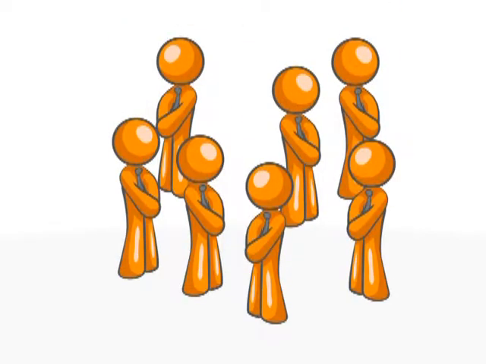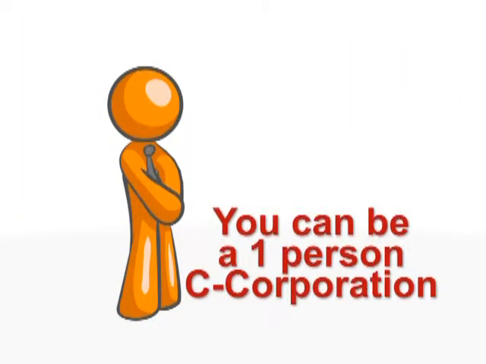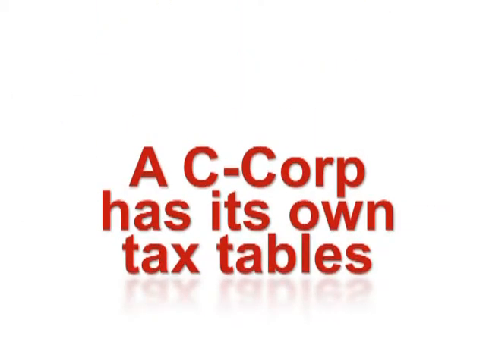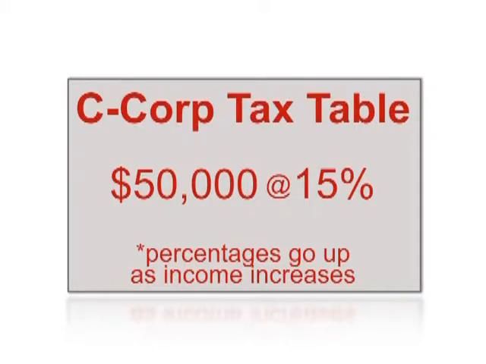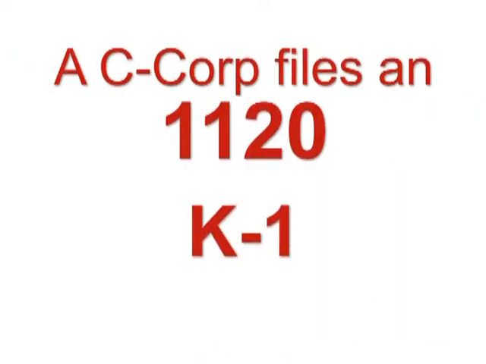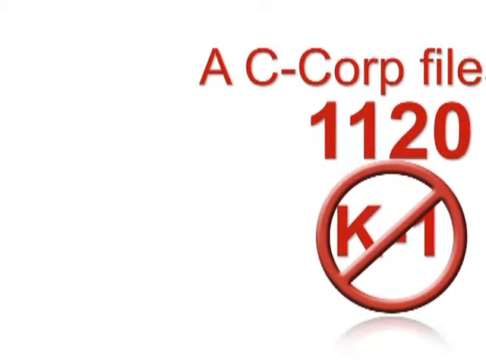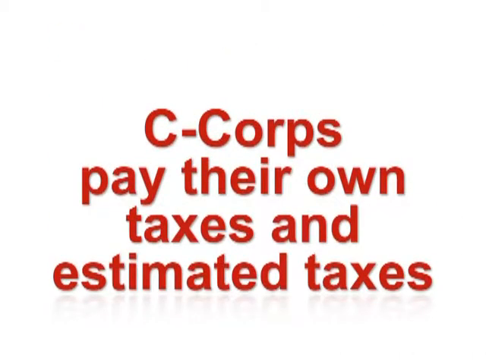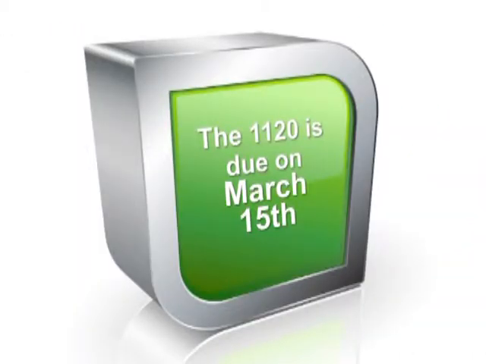A C corporation doesn't have to be a really big entity. You can be a one-person C corporation. A regular C Corp has its own tax tables. The first $50,000 of income is taxed at 15%, but the percentage goes up as income increases. A C corporation files an 1120 with no K-1 needed, as it pays its own tax as well as its own estimated taxes. The 1120 is due on March 15th of each year.